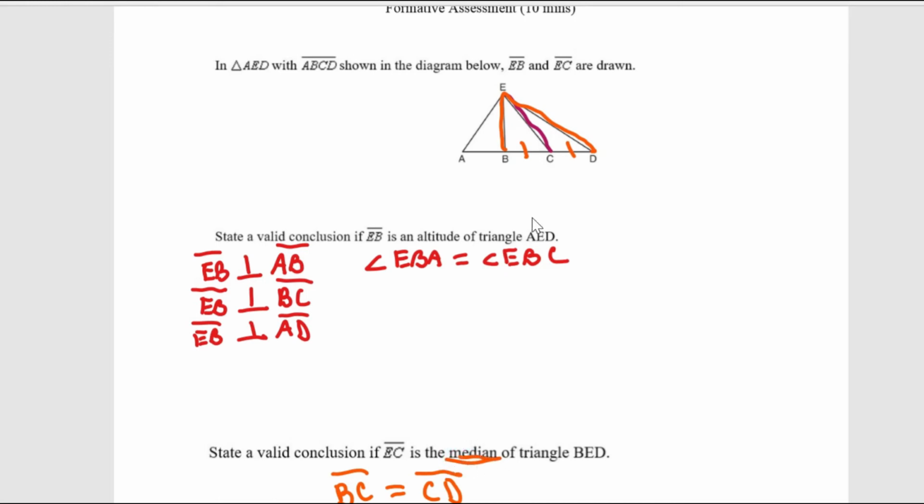Okay. That's all I see there. I'm going to ask Mr. Chan if you see anything else, but that's the information that's given. That's what I see.